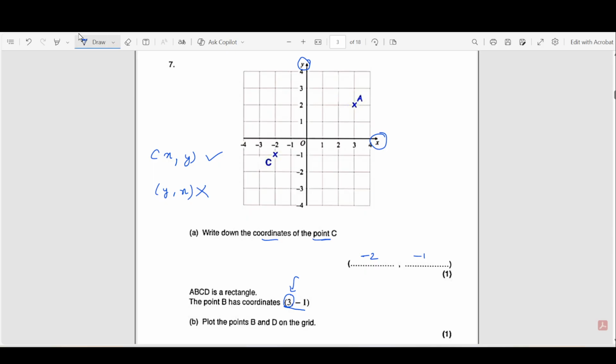-1, we need to check on the y-axis. So 3 and -1, which is this point. So this point is point B. Let's name it point B.